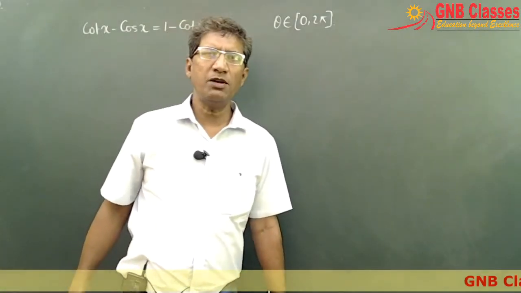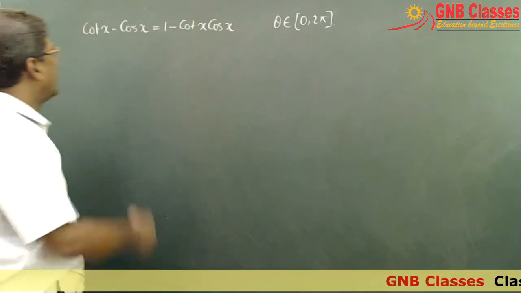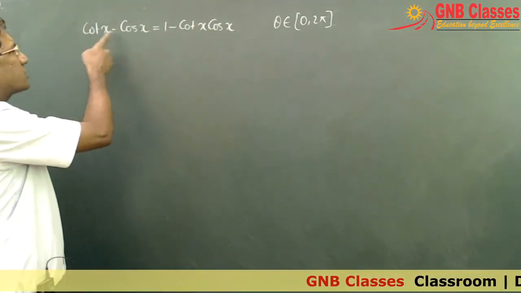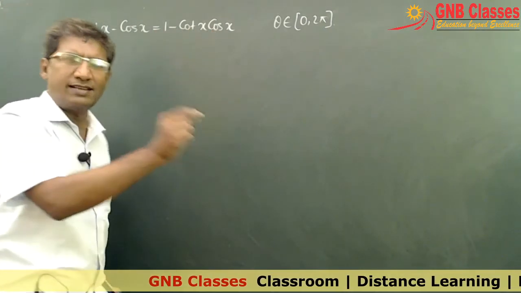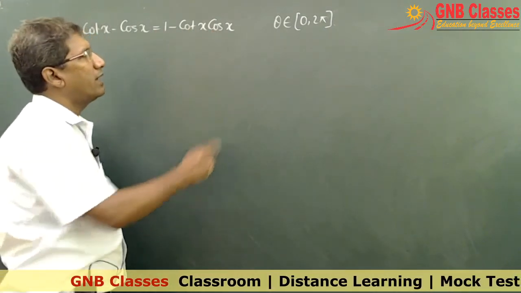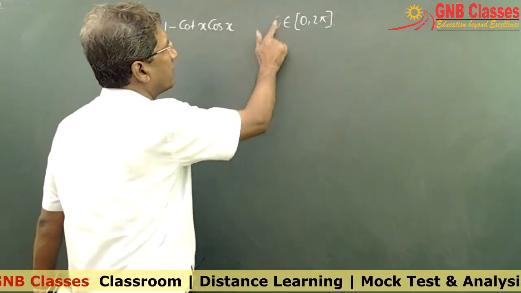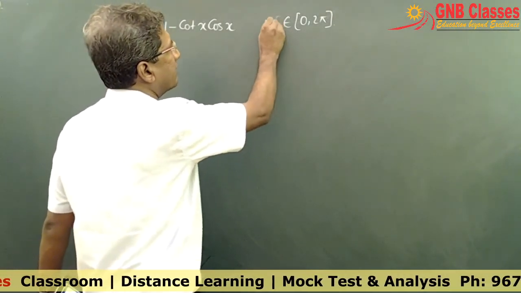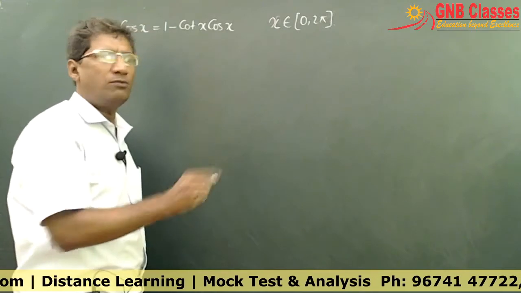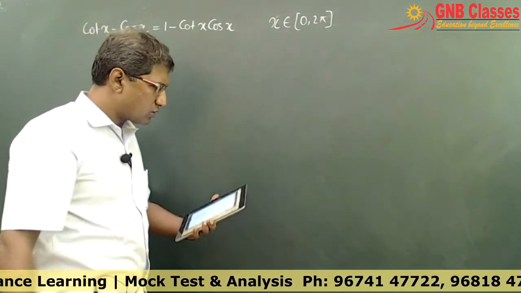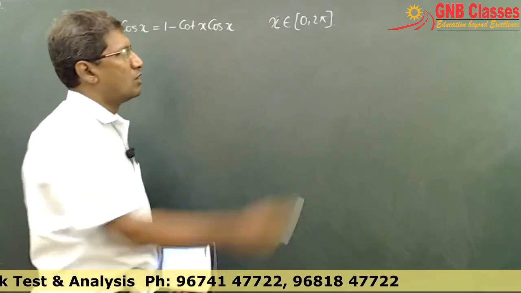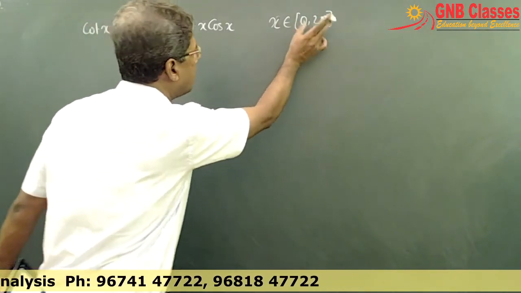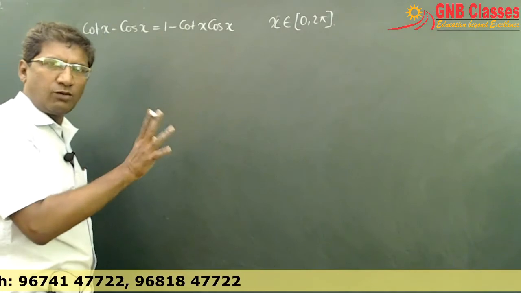Now, in question number 27, they have given us that cot x minus cos x equals to 1 minus cot x into cos x. There is a little printing mistake over here. It will not be theta. It will be actually x, right? Your x is lying from 0 to 2 pi. So the question is, find the number of values of x which is lying from 0 to 2 pi which will satisfy this equation. That is the question.